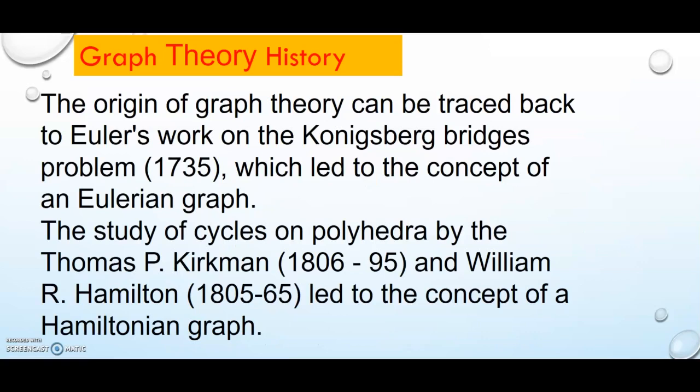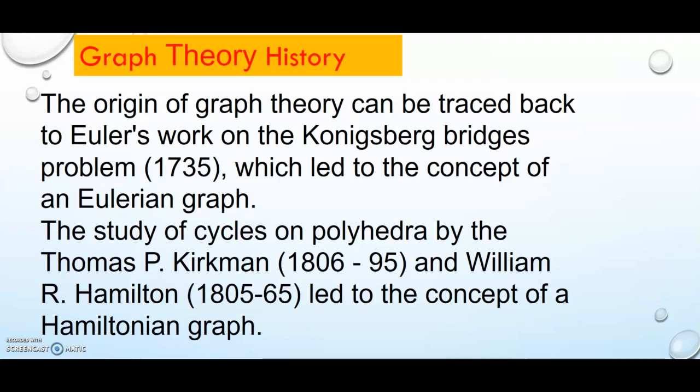And the history of graph theory. The first important thing is the origin of graph theory. It can be traced back to Euler's work on the Königsberg bridges problem in 1735, which led to the concept of an Eulerian graph. The study of cycles on polyhedra by Thomas P. Kirkman and William R. Hamilton led to the concept of Hamiltonian graphs. These are the types of graphs, and Euler discovered the Königsberg bridge problem.